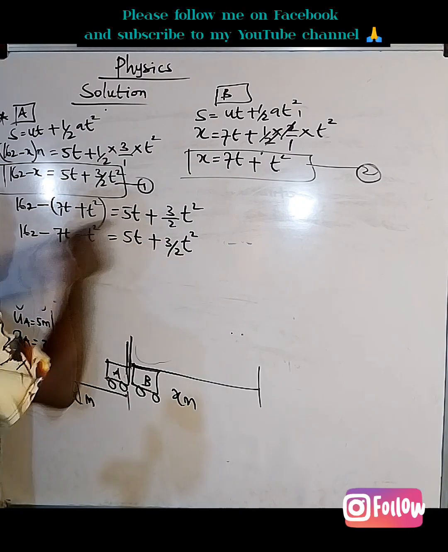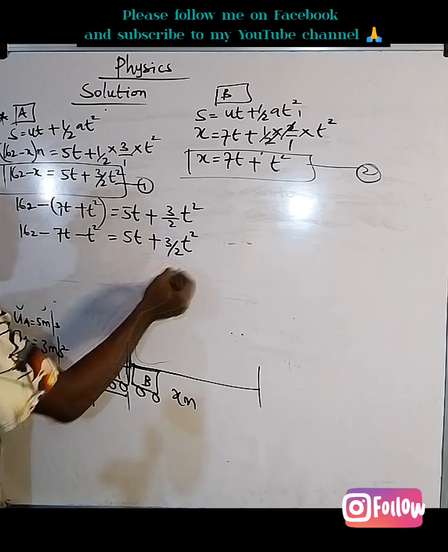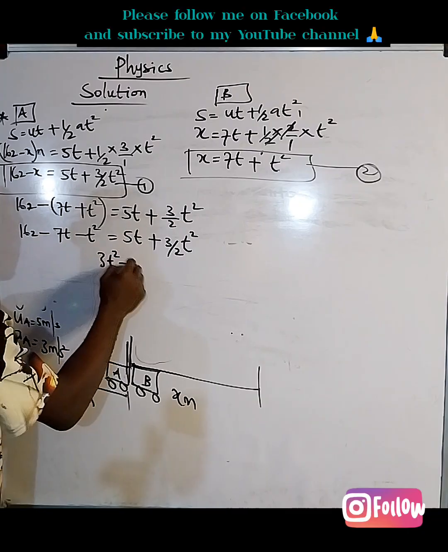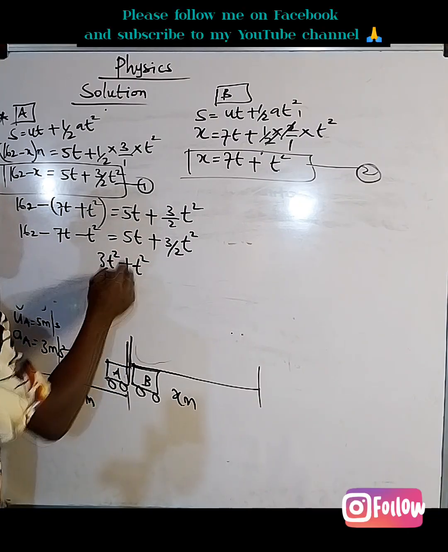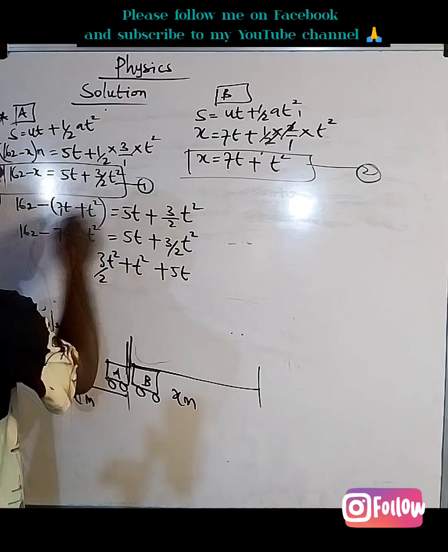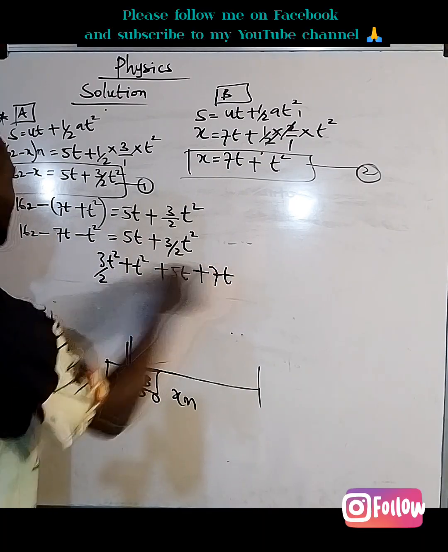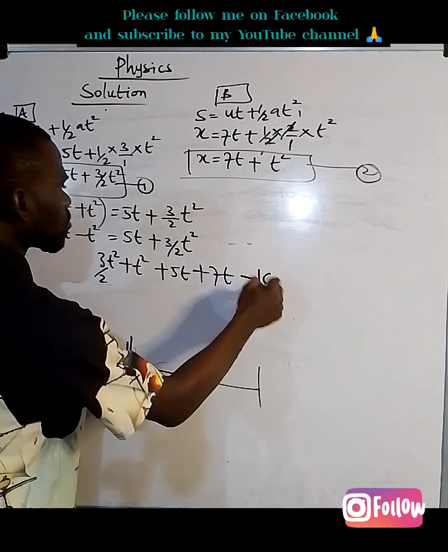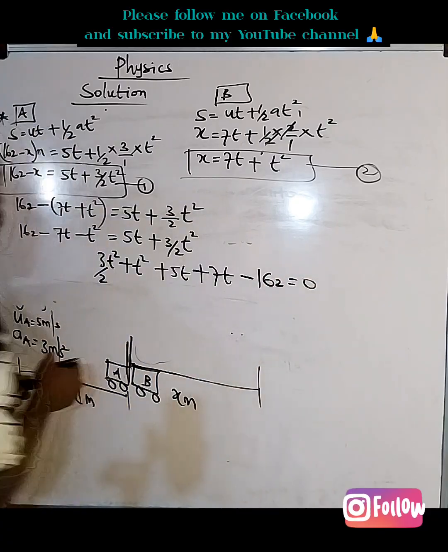So this comes over and this comes over. So what do we have? We have the 3t squared plus the t squared, 3 over 2 t squared plus the t squared. Then we have the plus 5t. This crosses plus 7t. And this crosses also minus 162 equals to 0.